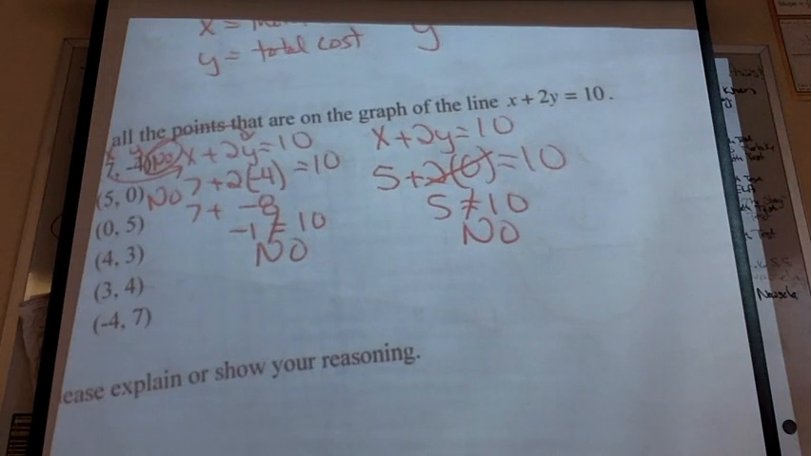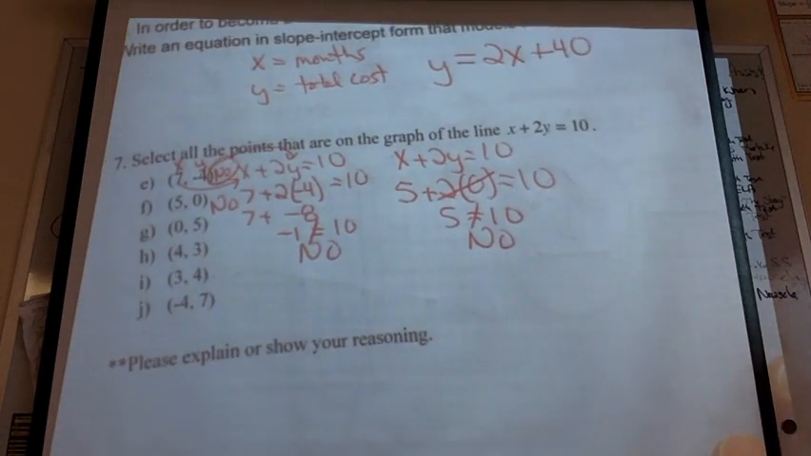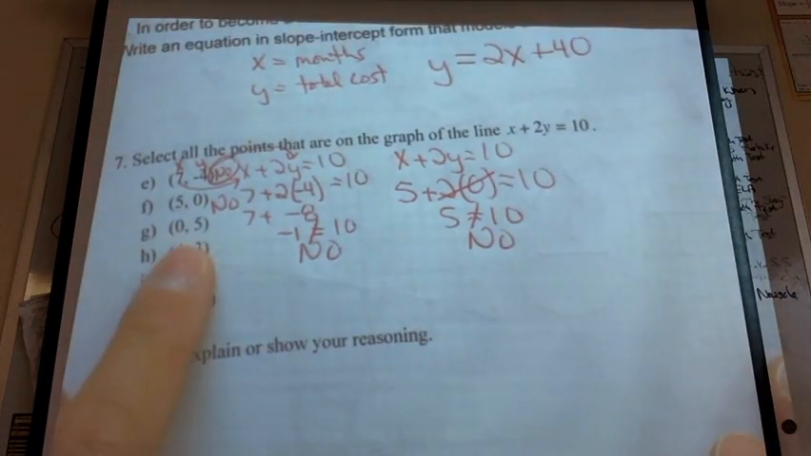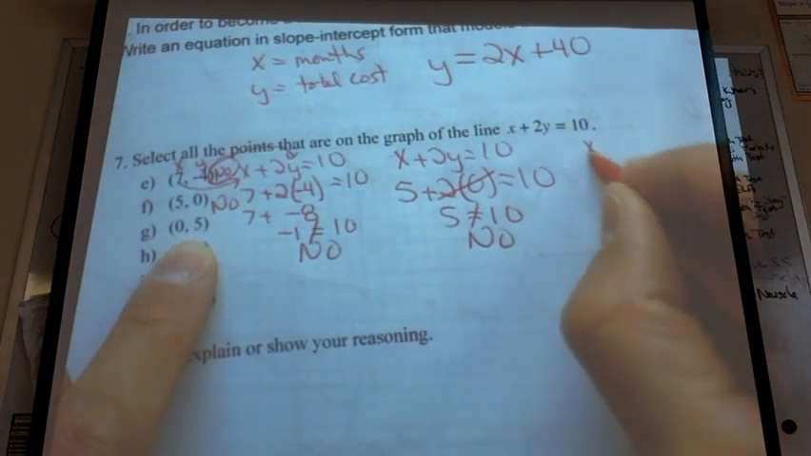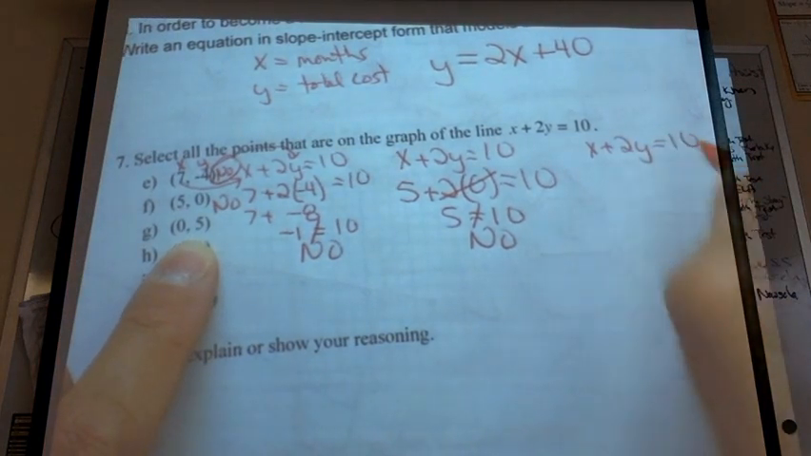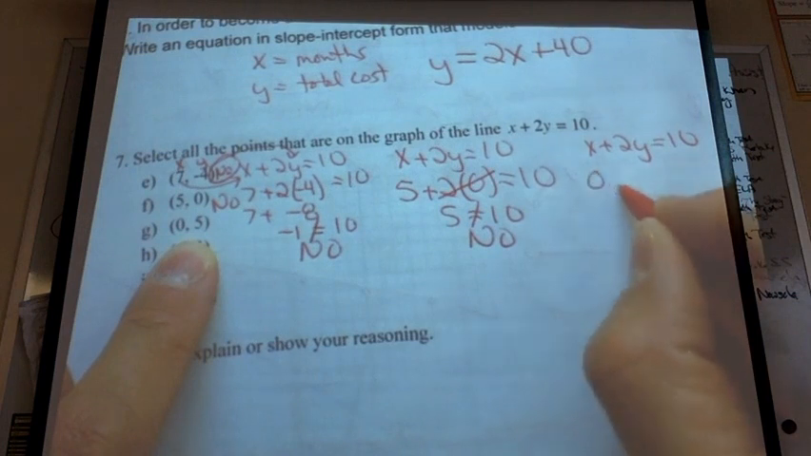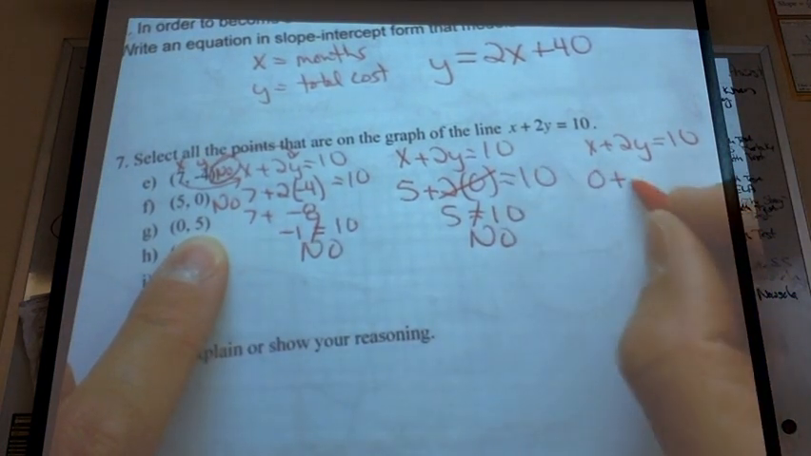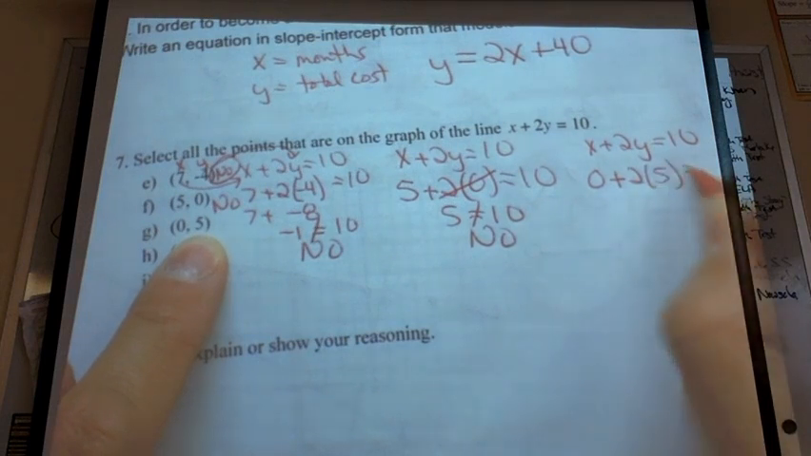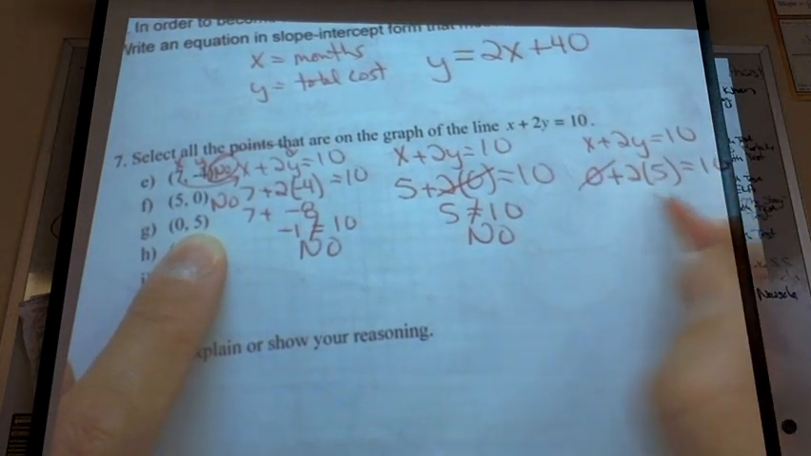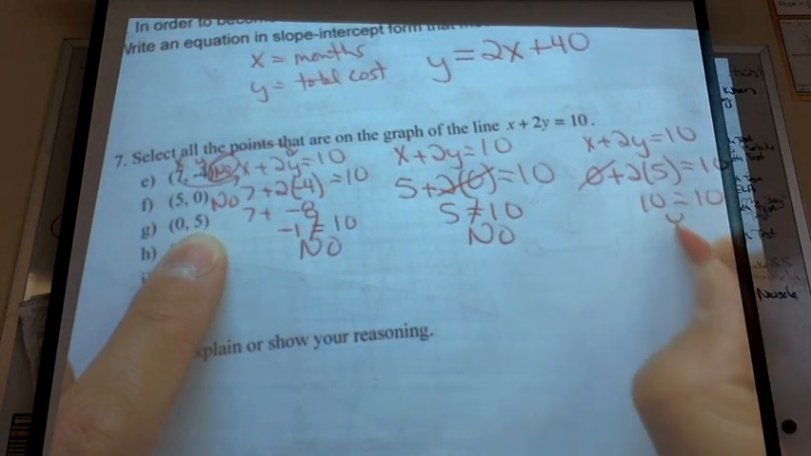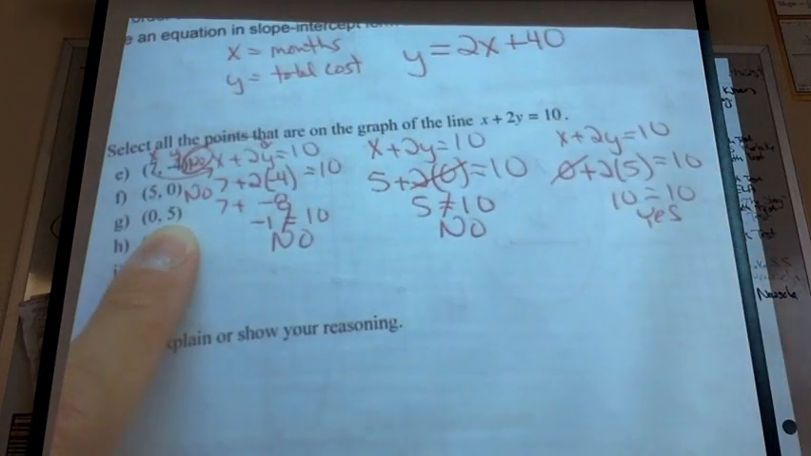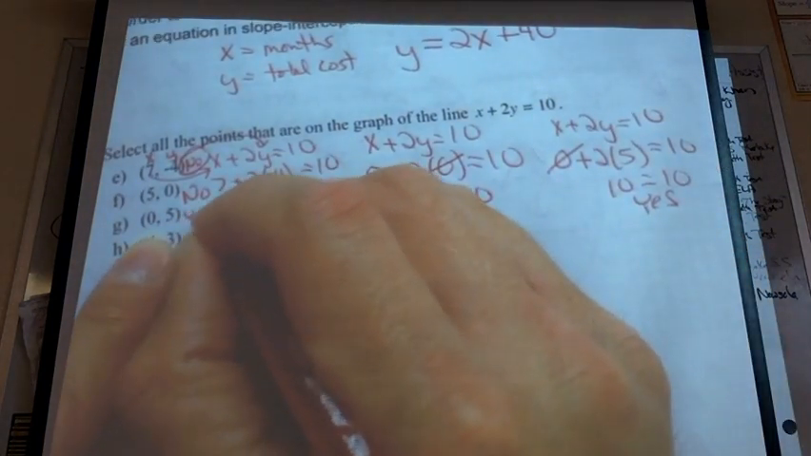Once again, we're going to use the same equation. x plus 2y equals 10. Substitute 0 in for x. In this case, we're going to substitute 5 in for my y. So it's 0 plus 2 times 5 equals 10. 2 times 5 is 10. 10 equals 10. Yes, finally. We have one that works out. So G will be a yes.